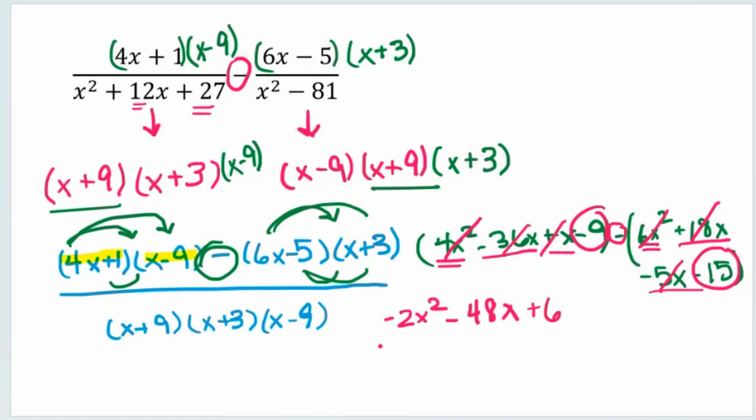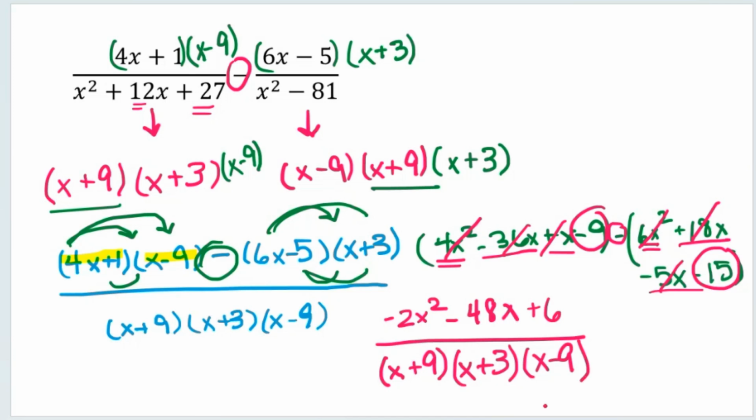And then we put the whole thing, again, you're not going to be asked to multiply 3 binomials. We are able to leave our denominator in its factored form. But that would be the simplified answer for the problem at the top of the page. Negative 2x squared minus 48x plus 6 all over x plus 9 times x plus 3 times x minus 9.